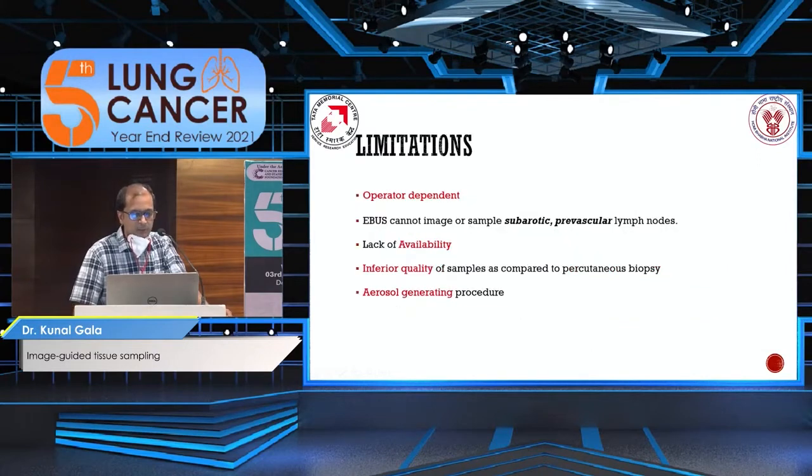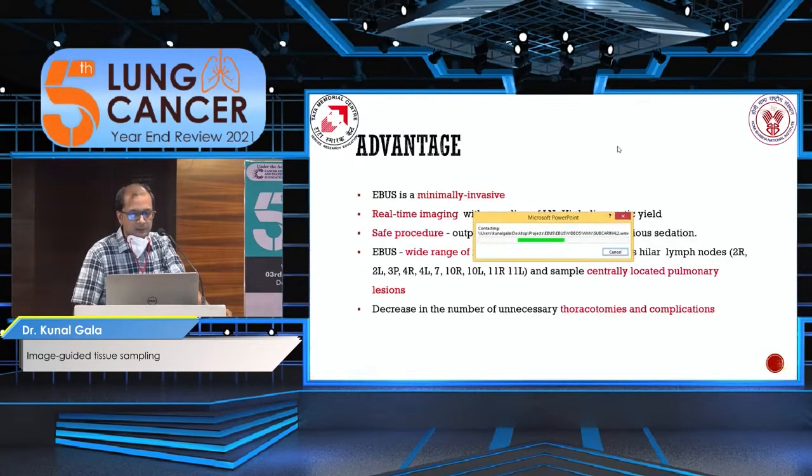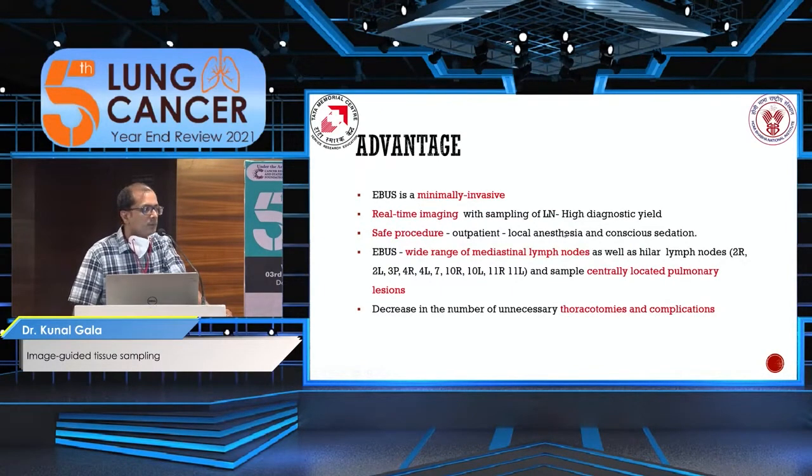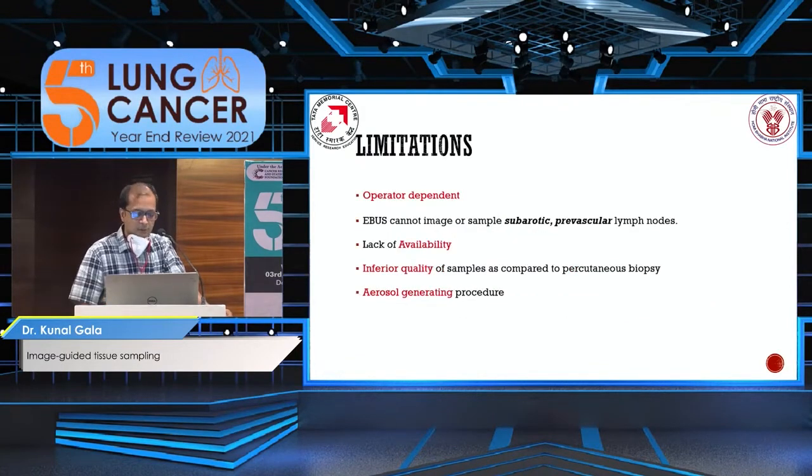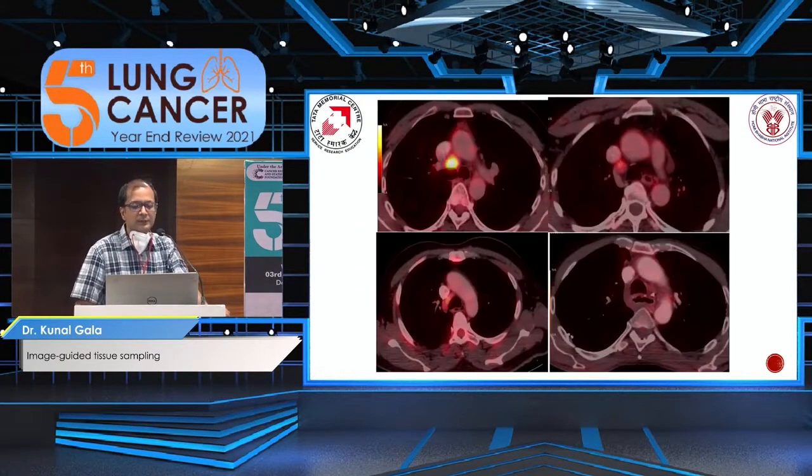The advantage of EBUS is that it's a minimally invasive, real-time, safe procedure, and you can target a varied number of lymph nodes as well as central hilar lesions, and it avoids thoracoscopy and its complications. Coming on to the limitations, it is operator dependent. EBUS cannot image subaortic and prevascular lymph nodes. It is not available at all places. The cores are inferior, so we need to do percutaneous biopsy as opposed to EBUS in some cases.